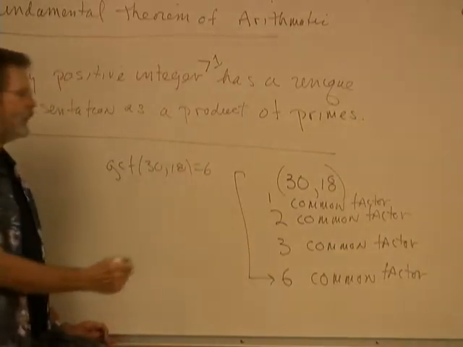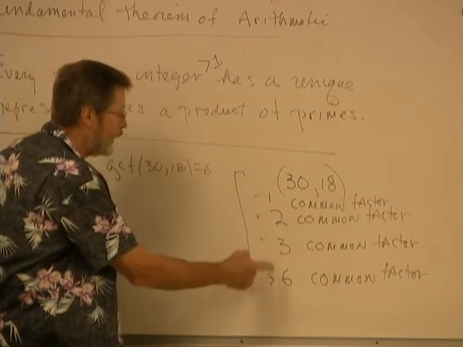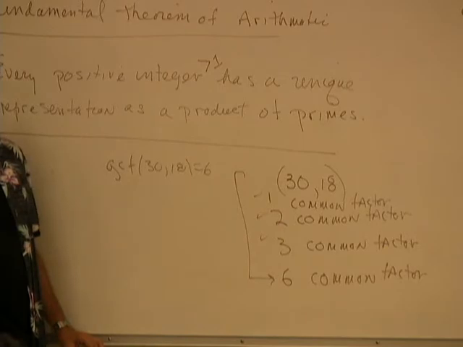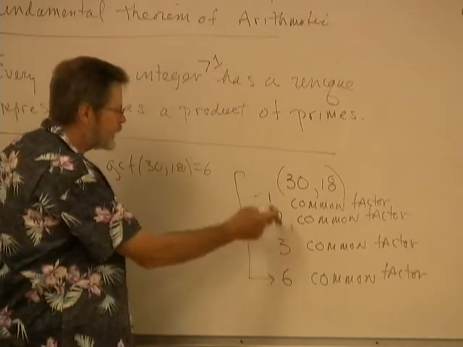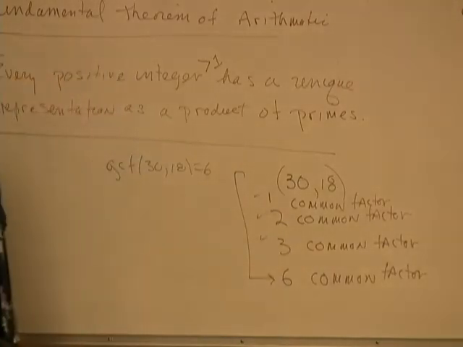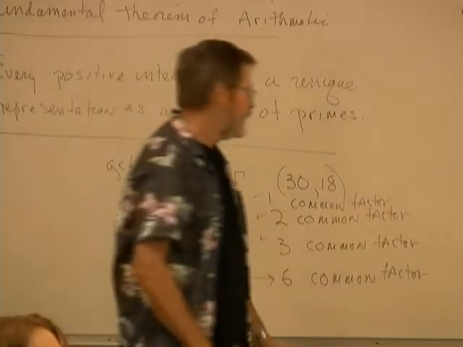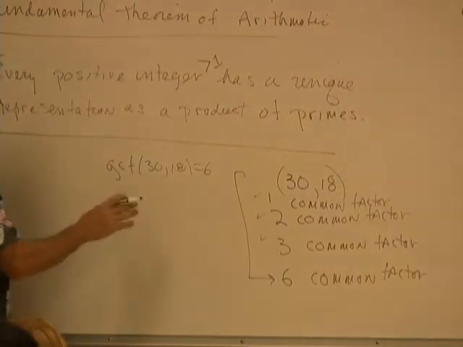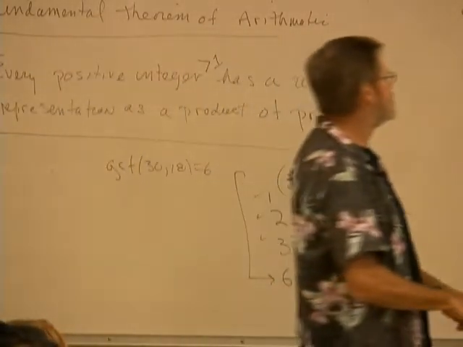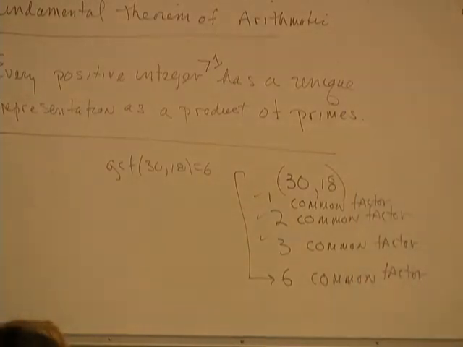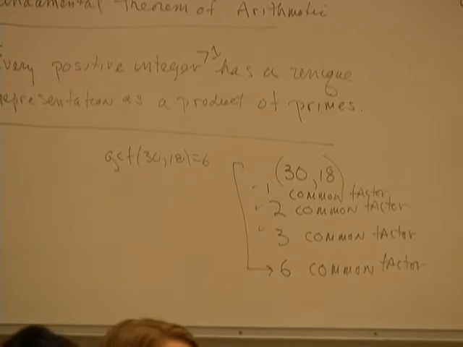And every other common factor, including 6, divides 6. Right? So 3 divides 6, 2 divides 6, and also 1 divides 6. So the greatest common factor has the property that it is a common factor and every other common factor divides it. Okay? Two integers are relatively prime if their greatest common factor is 1.